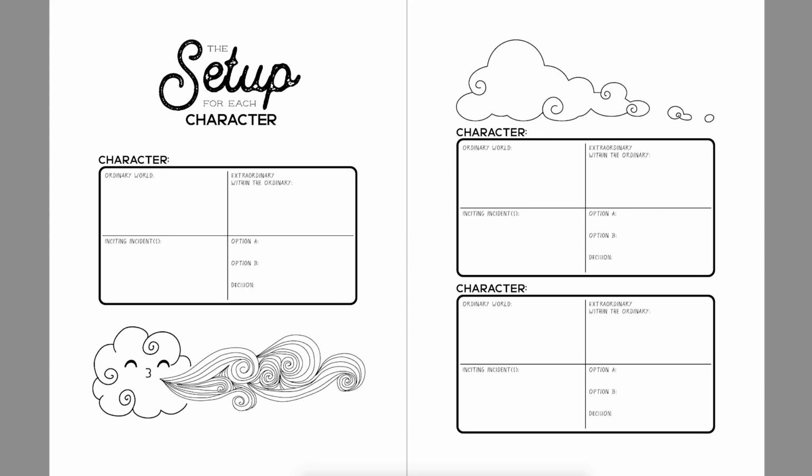All right, so in a romance novel, you would do the two main characters. You'd want to know what the setup was for each of them. In other books, like maybe a fantasy or sci-fi, you typically have one protagonist, and then you have a villain a lot of the time.